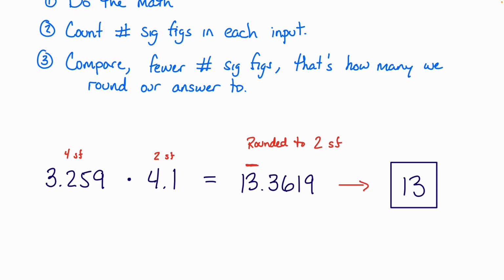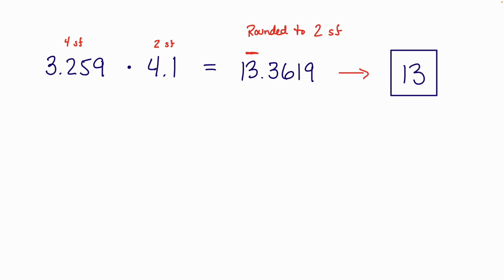Cool. All right, so that's all of our rules for multiplication and division. Not too bad. We count the sig figs on the inputs. Whichever one has the fewer number of sig figs, that's how many our answer should have. All right. So let's do a practice. We'll do 2 more examples. I'll put these down for y'all to complete.